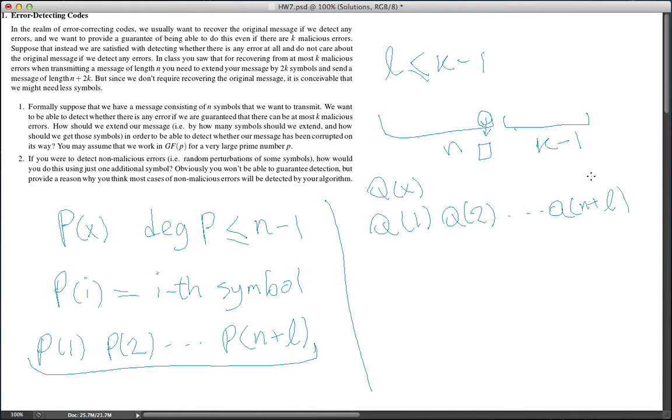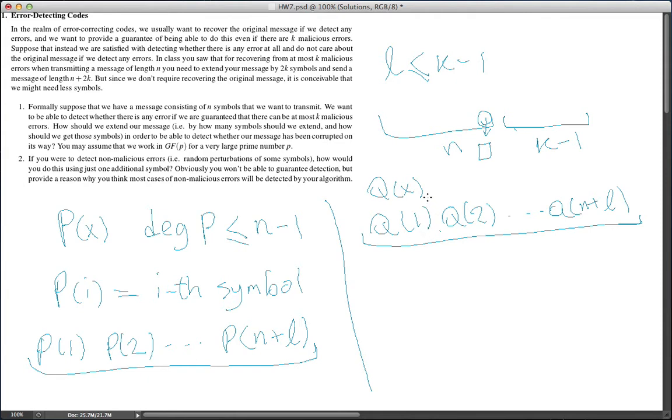And of course, if our algorithm receives this, it's going to think that the original message was the one that was produced by q of 1 up to q of n, right? Because that was how we decoded it. That was how we kind of encoded it, right? So our algorithm, no matter how it's detecting errors, is going to take these two to be kind of equivalent, and it's not going to be able to detect this, right?